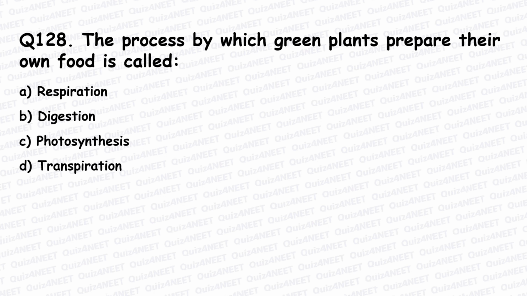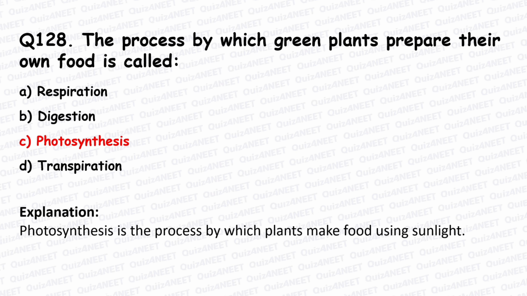Q128. The process by which green plants prepare their own food is called A. Respiration, B. Digestion, C. Photosynthesis, D. Transpiration. Answer C. Photosynthesis. Explanation: photosynthesis is the process by which plants make food using sunlight.